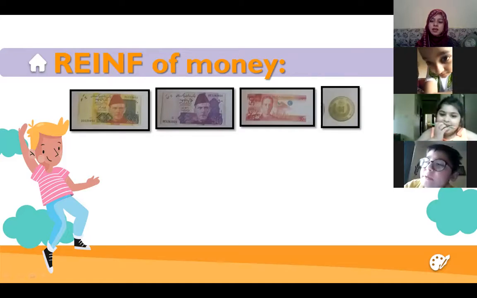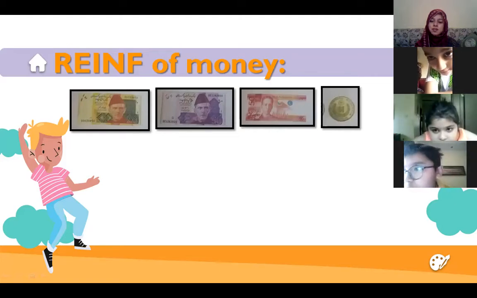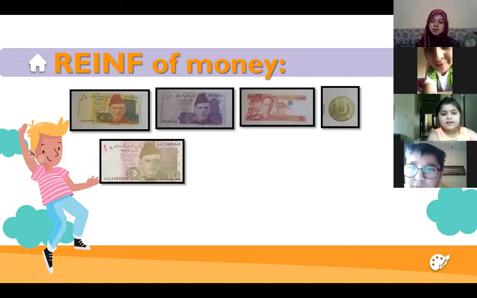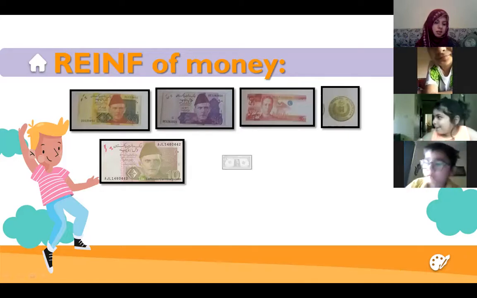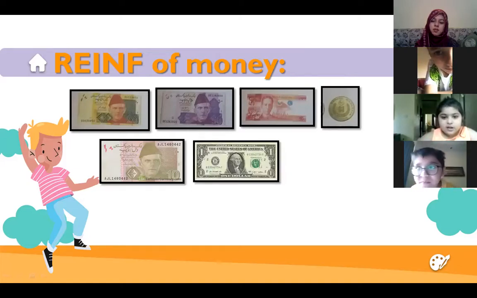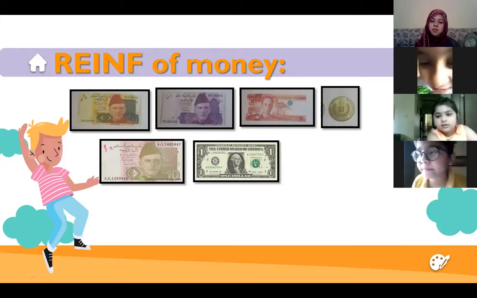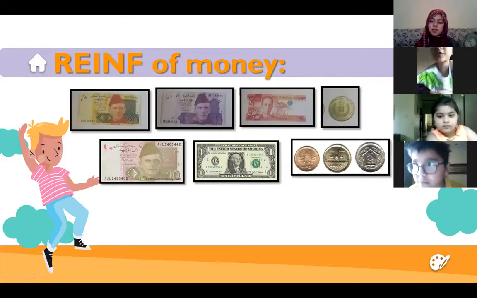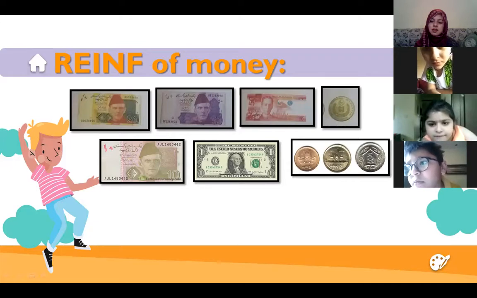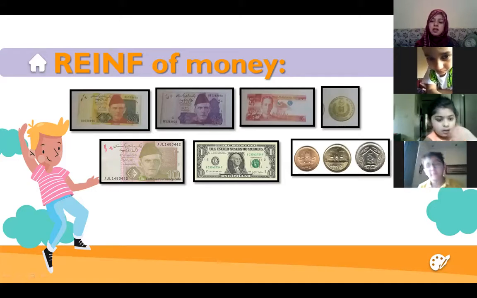And what about this coin? This is not Pakistani. Very good. What about this one? This is from Pakistan. We can use it in Pakistan. And this is North America. It is not Pakistani. And what about these coins? All these coins are Pakistani coins. How many numbers are written on these coins? 1 rupee, 2 rupees, 5 rupees. This is how you can recognize Pakistani money, Pakistani currency.